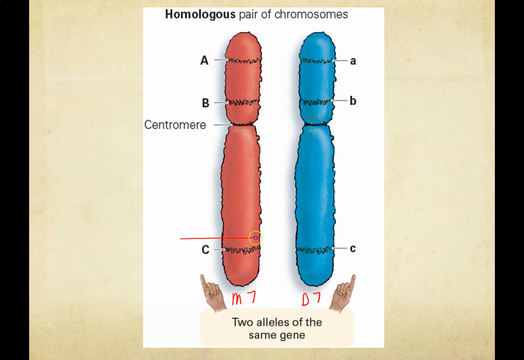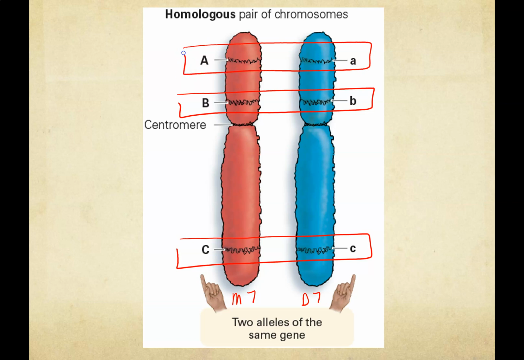And you can see that the gene for C, whatever C is, is there. And the gene for B is right there, whatever that is. And A is right there. They cannot be flip-flopped all willy-nilly. It doesn't work that way. Homologous means they're the same number, but they're from different parents.